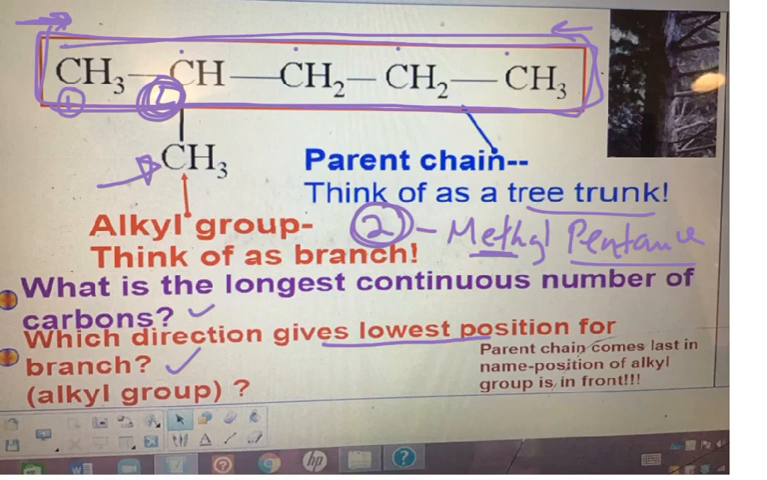As you notice, take this down in your notes also. The parent chain comes last in the naming, and the position of the alkyl group goes in front. So the alkyl part, the branch part, goes in front with a number, and the parent is in the back.